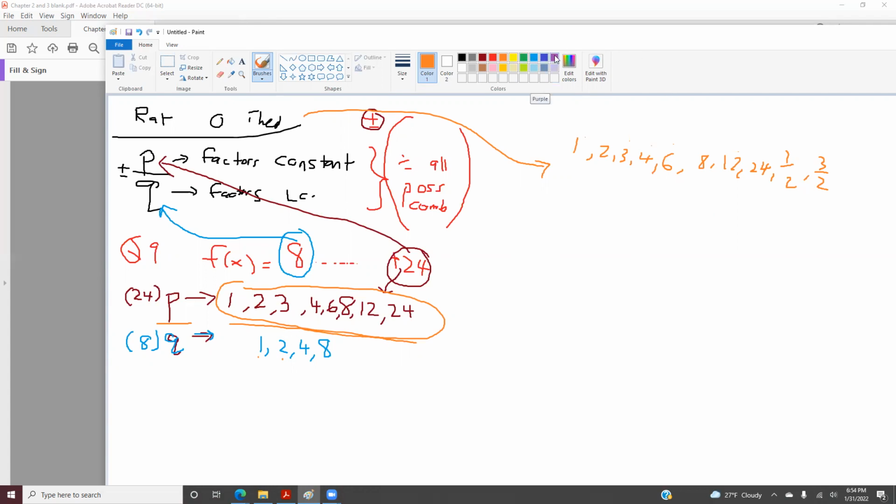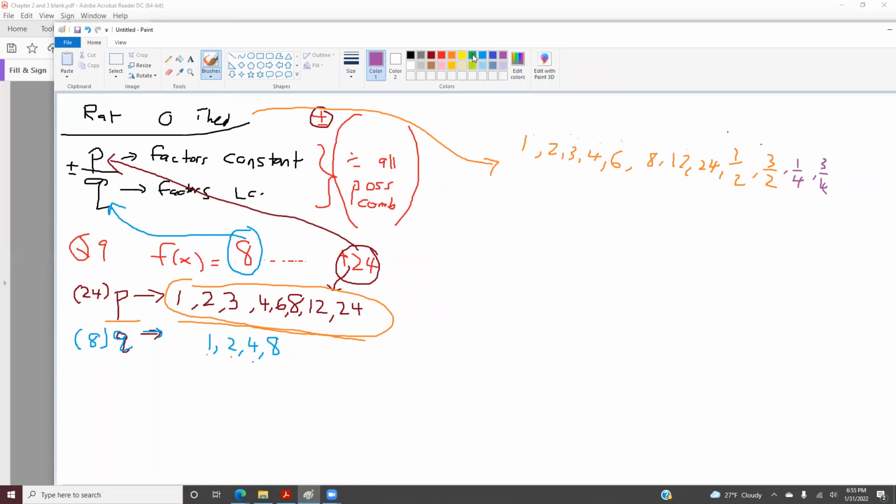And next, we will divide this by 4. So we got 1/4. 2 over 4 is 1/2, we have 1/2. 3/4. 4 over 4 is 1, so 1 is already here. 6 over 4 is 3 over 2, we got it. 8 over 4 is 2. 12 over 4 is 3. And 24 over 4 is 6. So that means the new ones from dividing by 4 are only 1/4 and 3/4.